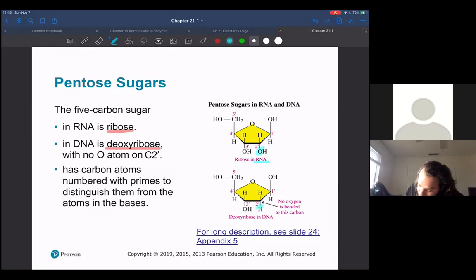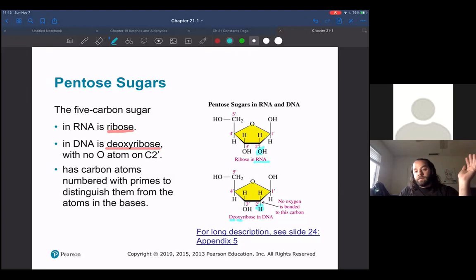DNA, that oxygen's been removed, right? So carbon 2 does not have an OH group on it. That's where this name comes from, deoxyribose, right? So ribose is just the normal old sugar. Deoxy means that you've removed an oxygen, okay? So that's where the deoxy comes from. That's how you can remember it, deoxy, removing that oxygen.